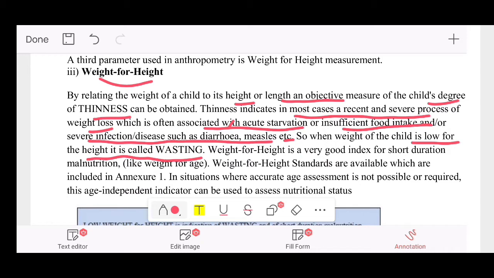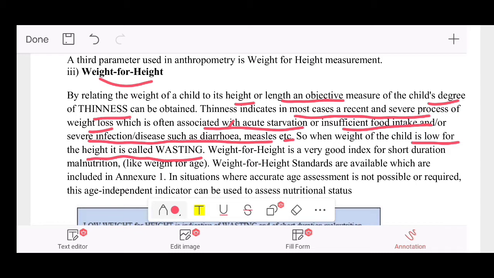Means, just I have given one example, that if we take a child whose height is just 4 feet, for that child is the weight proper or not. If the weight shows lower than the standard, then we can say that the boy or girl is going towards the malnutrition factor.